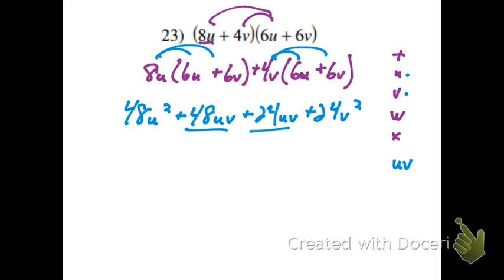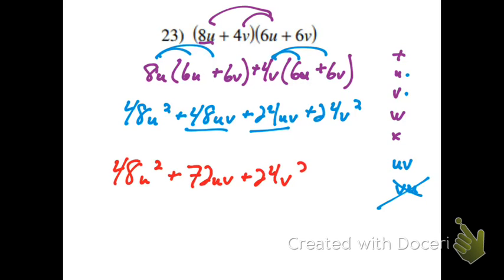So then these two match up. The reason we do this instead of VU is because I don't want you thinking that those are two different terms. They're the same. So we can combine them. So I have 48U squared plus, now 48 plus 24 is 72UV, and then plus 24V squared.